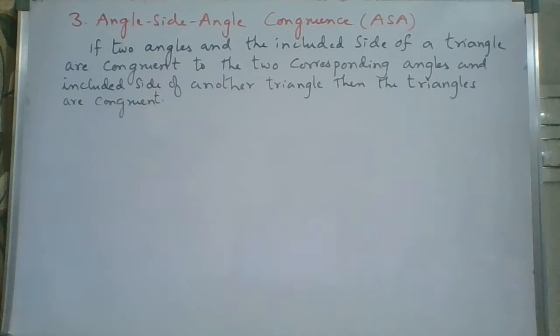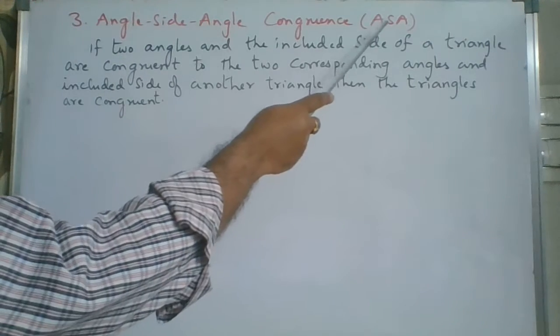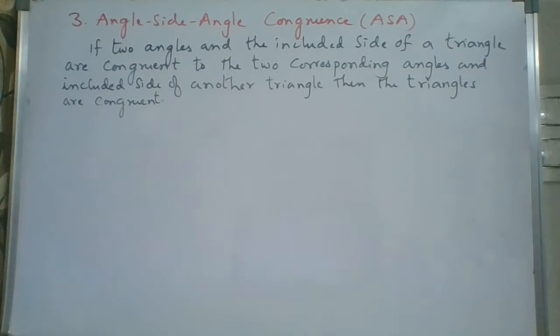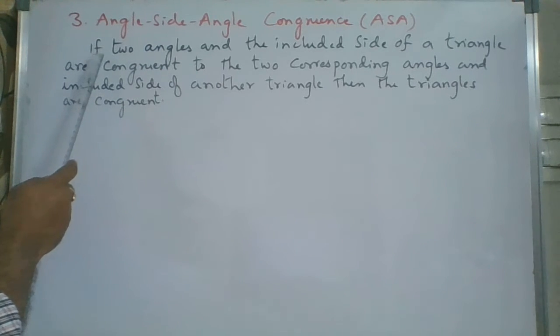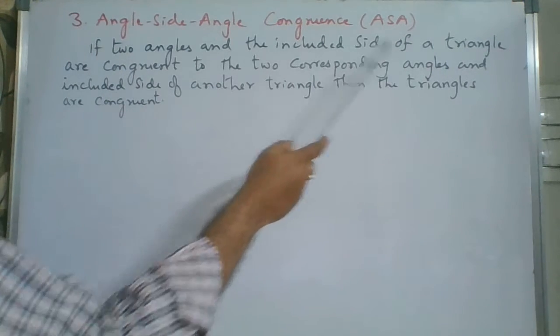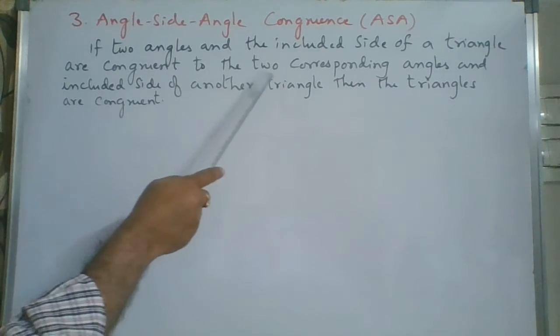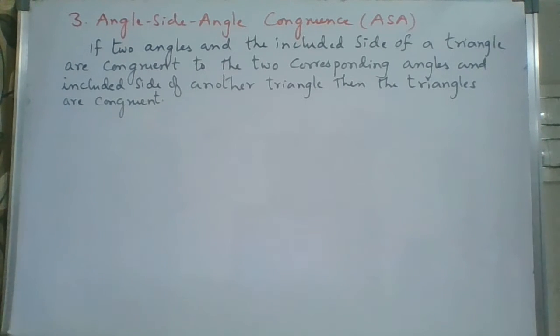Now, the third condition for the two triangles to be congruent is the angle side angle congruence rule, and we call it the ASA congruence rule. What is it? If two angles and the included side of a triangle are congruent to the two corresponding angles and the included side of another triangle, then the triangles are congruent.